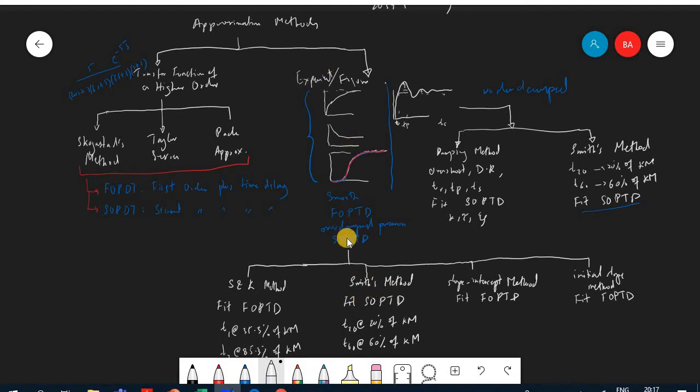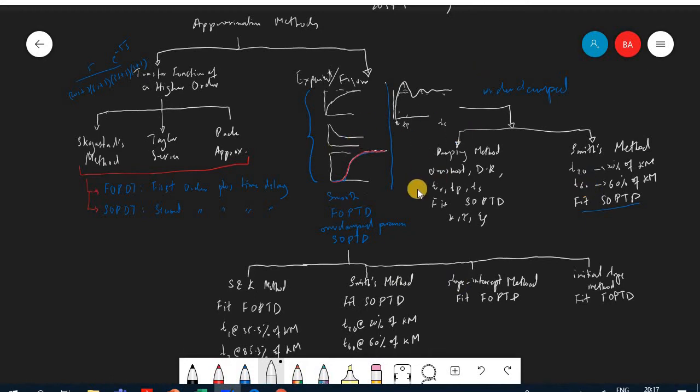So if I ask you the question to fit a first order plus time delay, you will use the SNK method, or you could use the slope-intercept method, or you could use the initial slope method. But you will not use the Smith method, which is for second order plus time delay. If you have something which is oscillatory, an underdamped process, then you can use the damping method, or you can use the Smith method. So the Smith method can be used for smooth and underdamped processes.